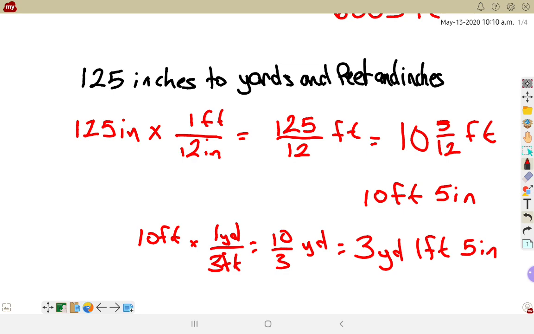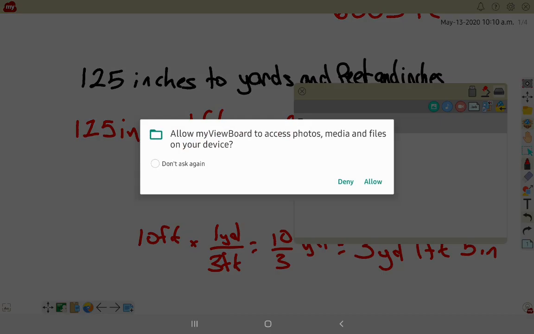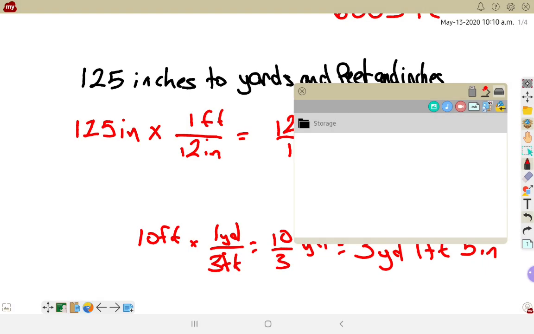Okay, so working with imperial measurements is sometimes very beneficial, especially when we're looking at things like construction. Everything on blueprints and stuff is still given in imperial, but when we're looking at some of these conversions, because they're not base 10, they really just don't make a lot of sense. Oh, I keep hitting the wrong button here.